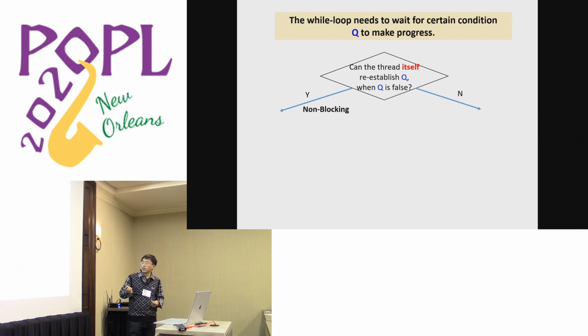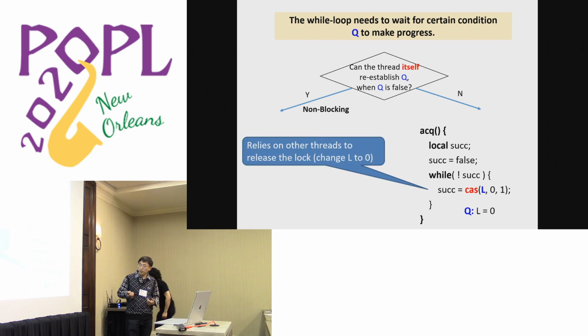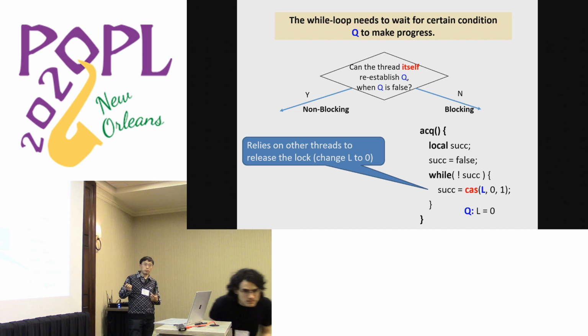There are other examples. For instance, for this lock acquire, the thread itself cannot reestablish the queue, because when the lock is not available, queue is false, so the thread has to wait for another thread to release the lock. So in this case, it cannot make queue true itself. Okay, so essentially the current thread relies on other threads to make progress. In this case, we call this kind of algorithm a blocking algorithm.